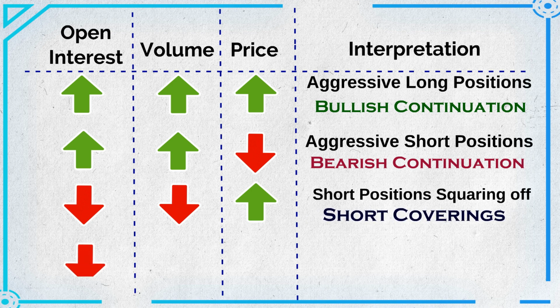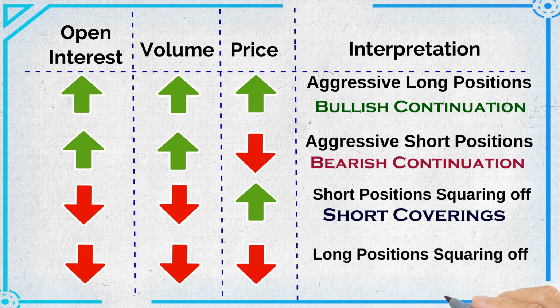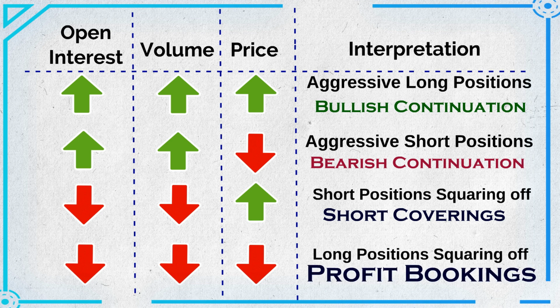Fourth situation, open interest falling, volumes falling, and price is also falling. Here also, market participants are squaring off their positions. Price at this time is falling. So, can we say that bulls are squaring off their positions with sell orders? So, the decrease in price is only due to profit booking by the bulls.